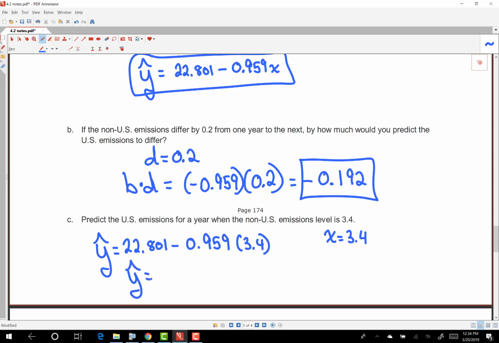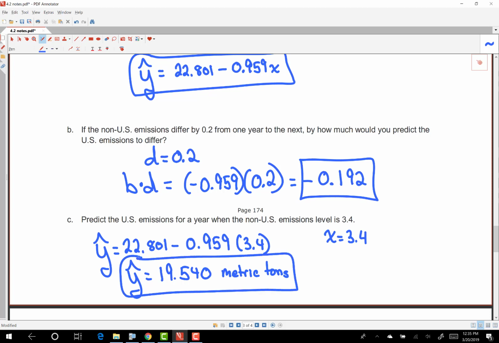And so the predicted emissions are 22.801 minus 0.959 times 3.4. So we get 19.540. And the units on this are metric tons of CO2. So that's our prediction for the U.S. emissions.